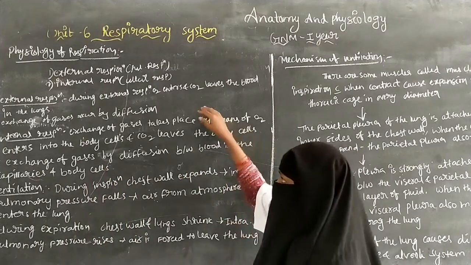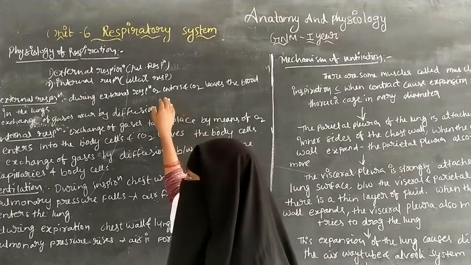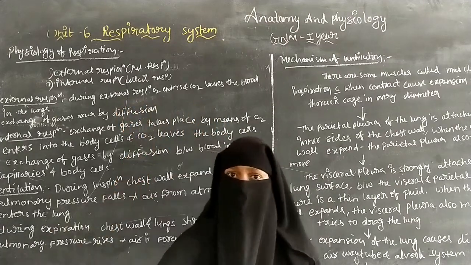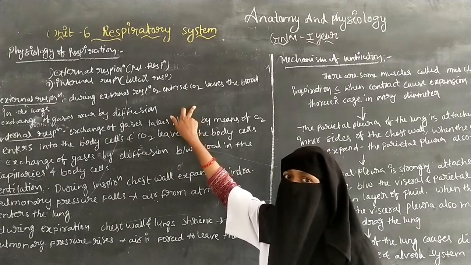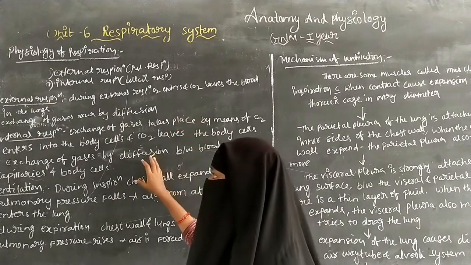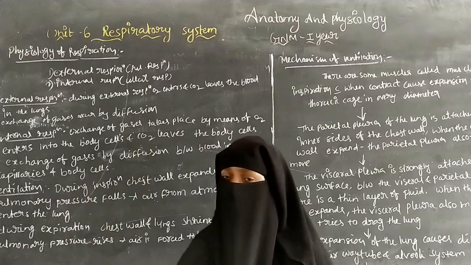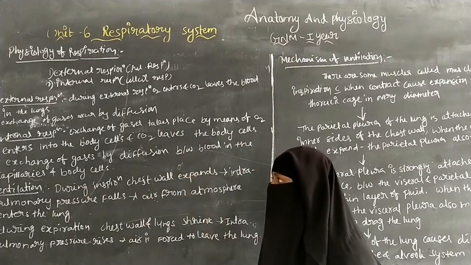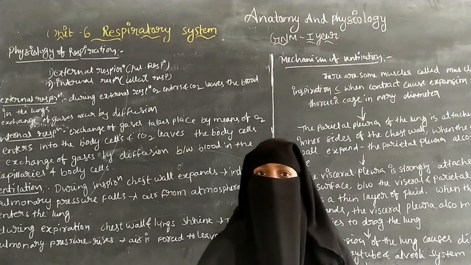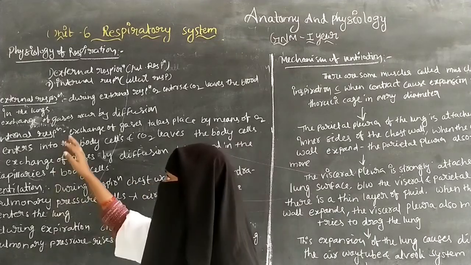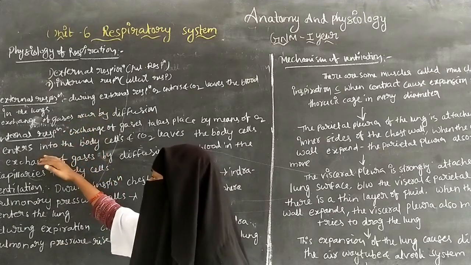So in external respiration there is an exchange of gases by diffusion between the alveoli and the blood in the alveolar capillaries, and in internal respiration diffusion occurs between the blood in the capillaries and the body cells. So it is about the external respiration and the internal respiration.